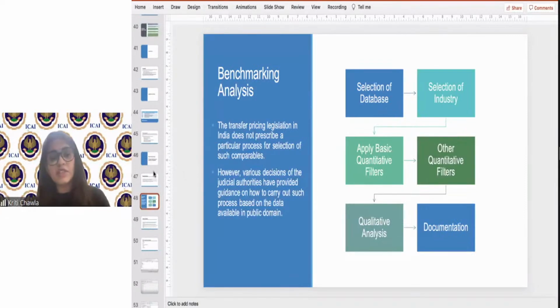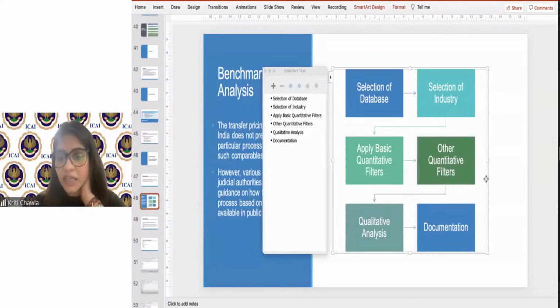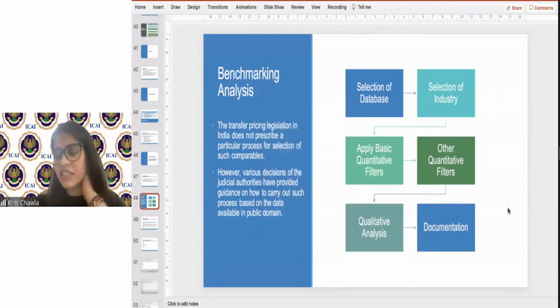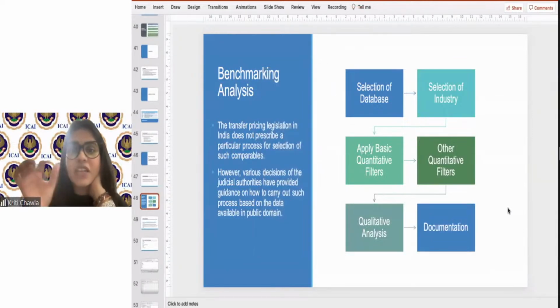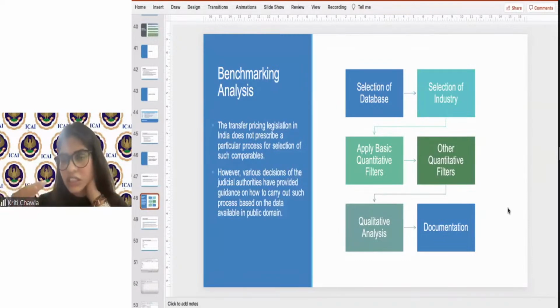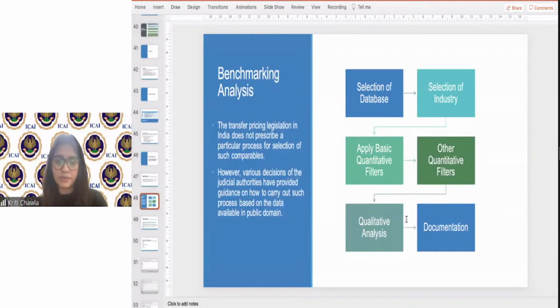Well, the first thing that we do is look for a database. As I mentioned, there is something called a transfer pricing software or a transfer pricing database, etc. Second thing, we look at the industry. Then there are some quantitative filters that we apply. Then there are some qualitative filters that we apply. Then we do some analysis. And finally, we document everything that we've done. When I say document, we write it somewhere that this is how we actually have found out comparable companies.